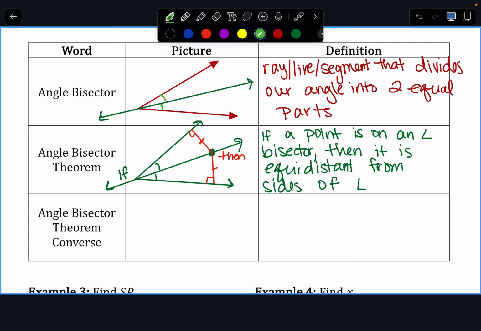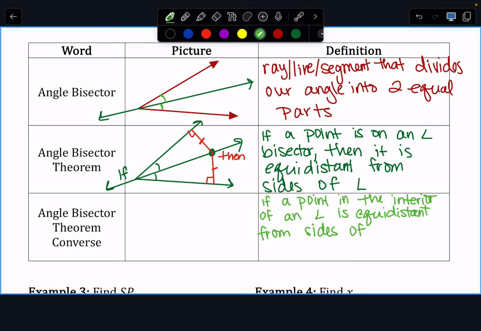Okay, so Josh, the converse would be bisector angle. Hey, Josh, I tease you because I enjoyed that version of it. Okay, so now we're gonna go backwards. If a point in the interior of an angle is equidistant from the sides of our angle, then it is on an angle bisector.